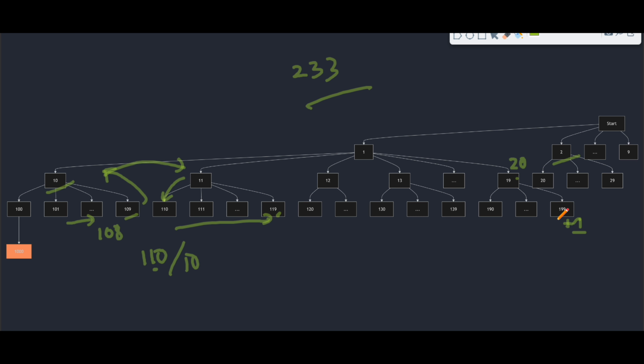Because now this was the last number for 1, which we had to process for 233 at least, right? So we will come back to 2, and now we will again go down by multiplying by 10 and come to 20. Then we will come to 200, and this time 200 is in the correct order. So now let's jump into the code part.